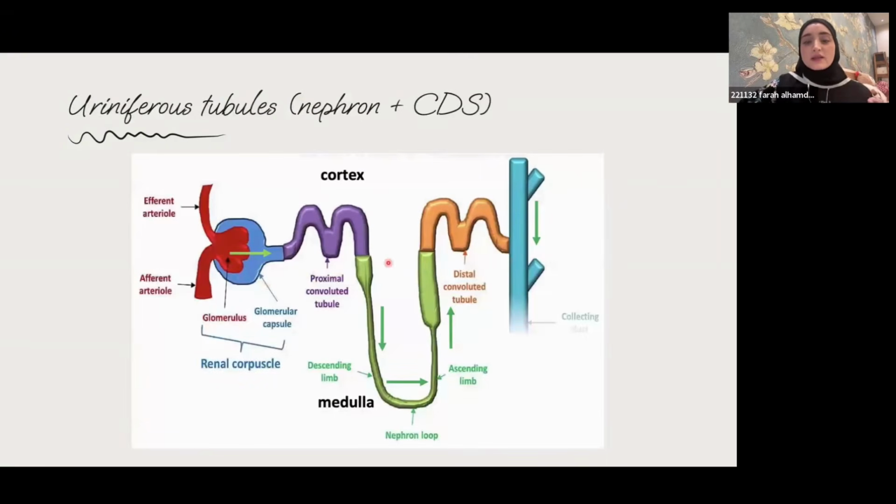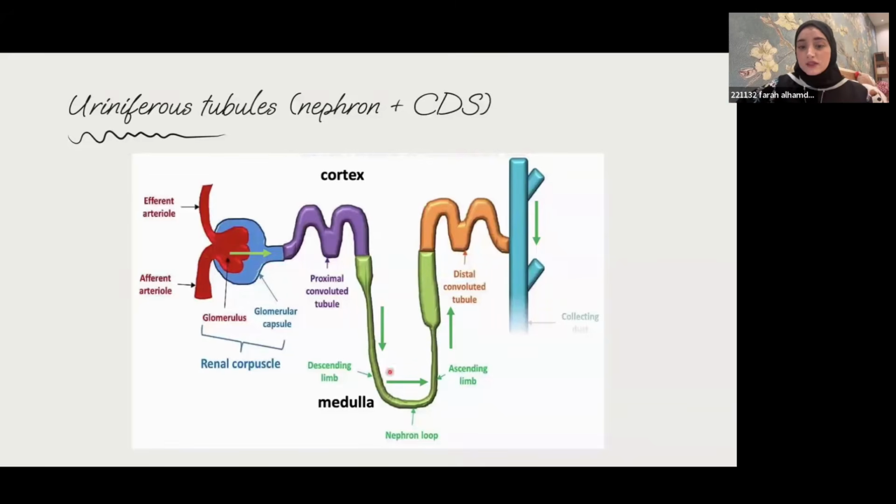Okay, let's talk about the ducts here. This is a very confusing slide, but I'll try to explain it. Urine formation begins here. This is the glomerulus, and this is the glomerular capsule. Together, they make the renal corpuscle. So this circular structure is called the renal corpuscle, and we have plenty of them in the cortex of the kidney. Here, we have the afferent arteriole, where we need the molecules to move from the blood to the glomerular capsule. So here they start moving.